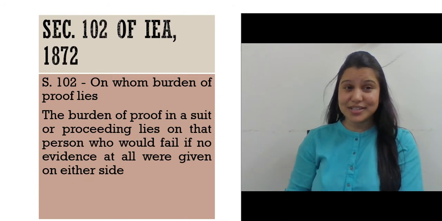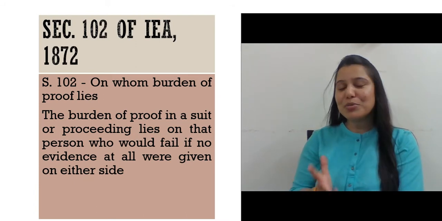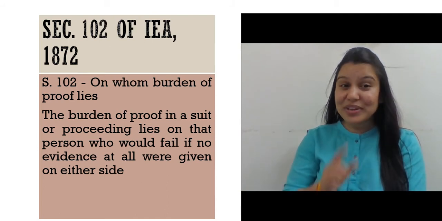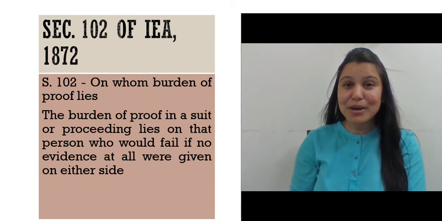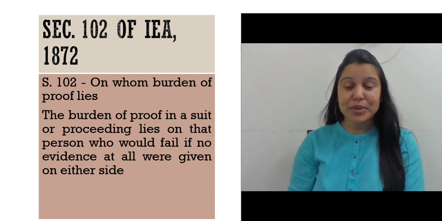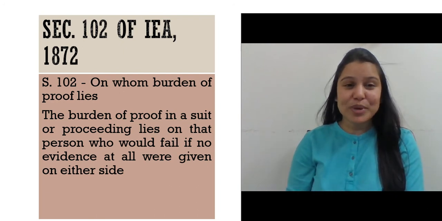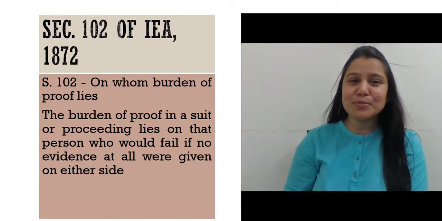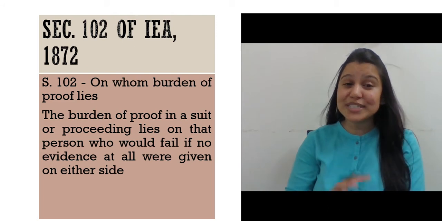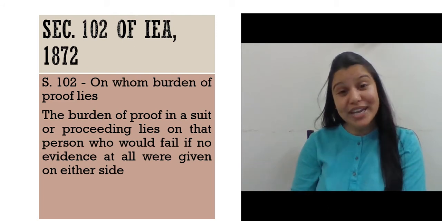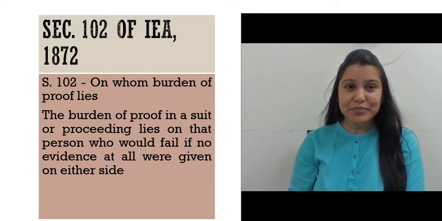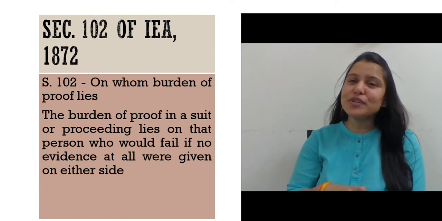Now you must have heard about burden of proof, but do you have any idea about onus of proof? This is the section which deals with onus of proof. Onus of proof shifts according to the situation, but burden of proof never shifts. On whom does the burden of proof lie? The burden of proof in a suit or proceeding lies on that person who would fail if no evidence at all were given on either side. So here it shifts from party to party.